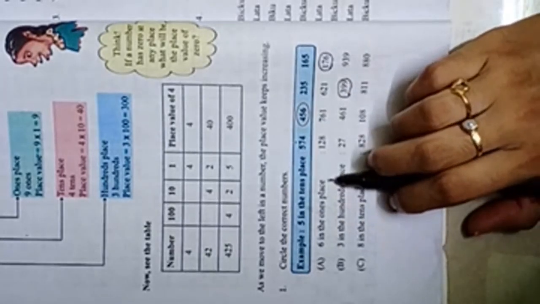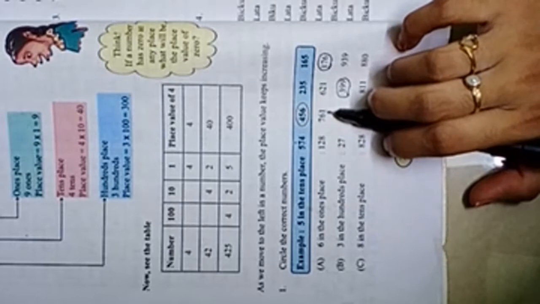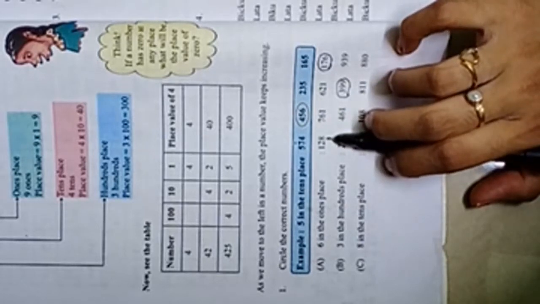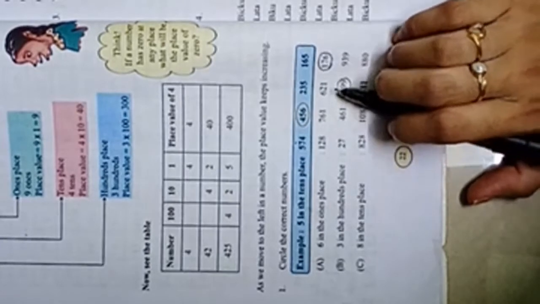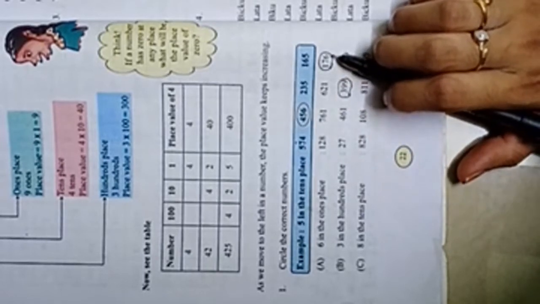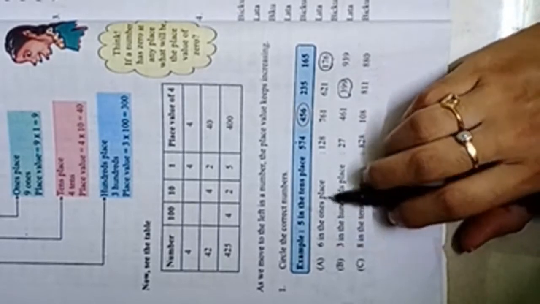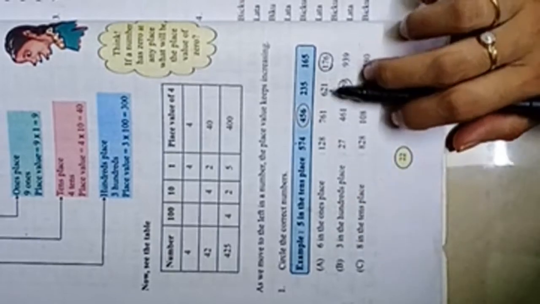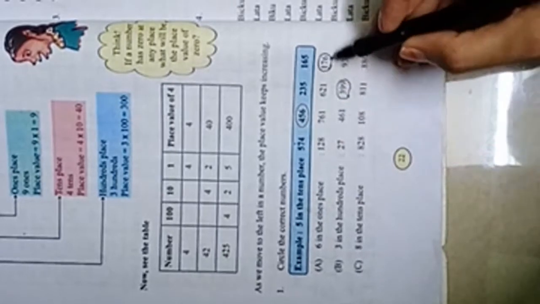6 in the 1's place. This is the 1's place of the given number. 8. First number, 3-digit number is what? 128. 128 has 8 in 1's place. So 761, 1 is in 1's place. 621, 1 is in 1's place. 176, 6 is in 1's place. He is asking 1's place. In 1's place, number 6 should be there. So in 1's place, which number is having 6? This last number is having 6. So this is the right answer. Circle.